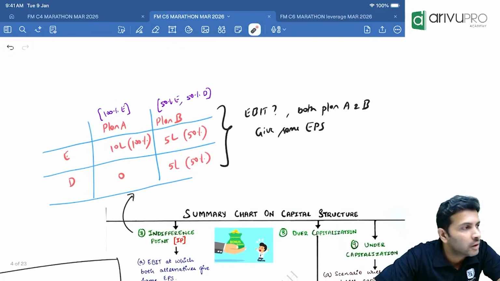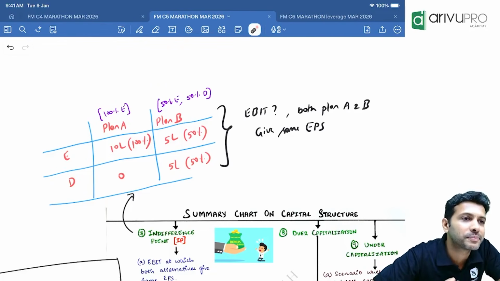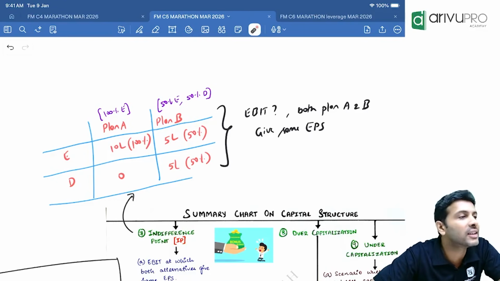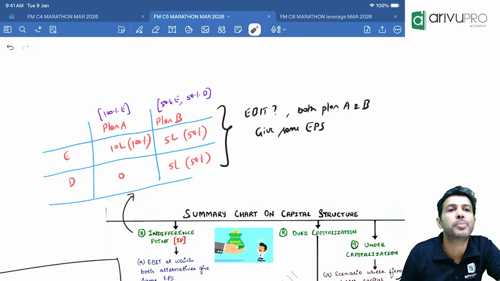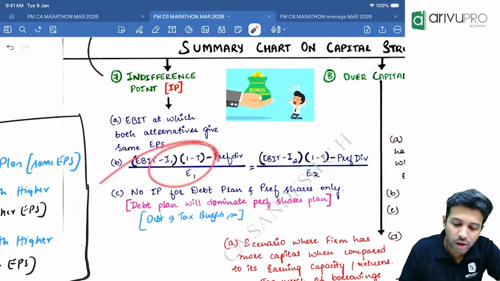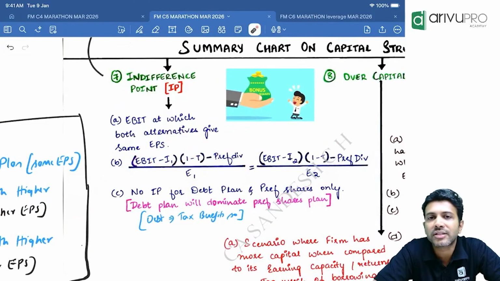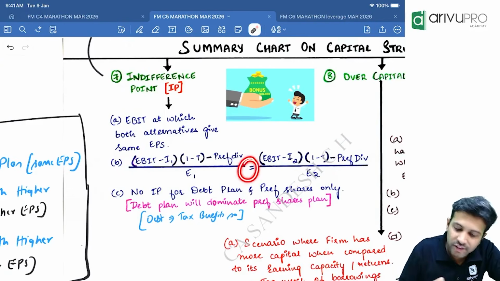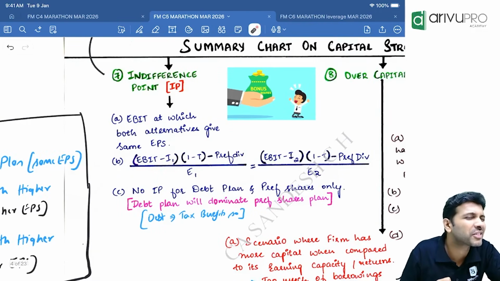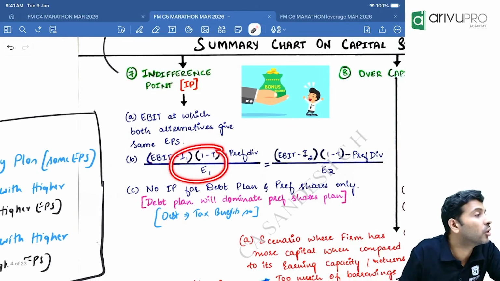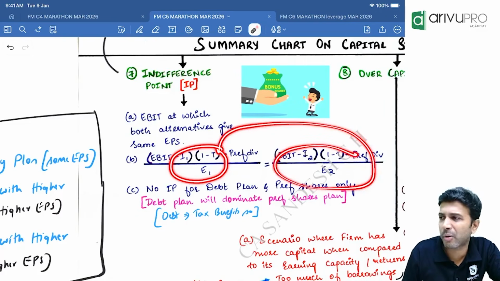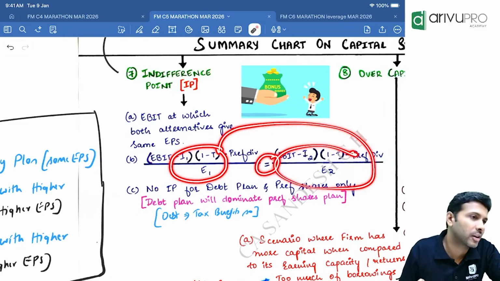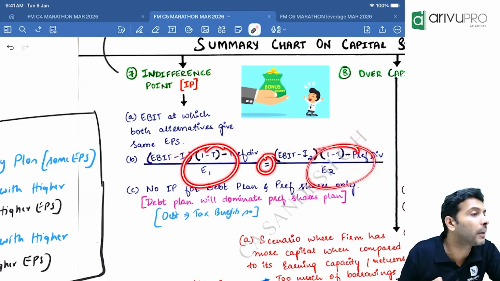That is given by a formula. Does anybody remember it? EBIT minus I1, into 1 minus tax rate, minus preference dividend, divided by E1, is equal to EBIT minus I2, into 1 minus tax rate, minus preference dividend, divided by E2. We are equating these. This is the EPS formula. By doing this we get the first plan's EPS and the second plan's EPS. At the indifference point, they will be the same. Hence, we equate the first plan's EPS with the second plan's EPS.